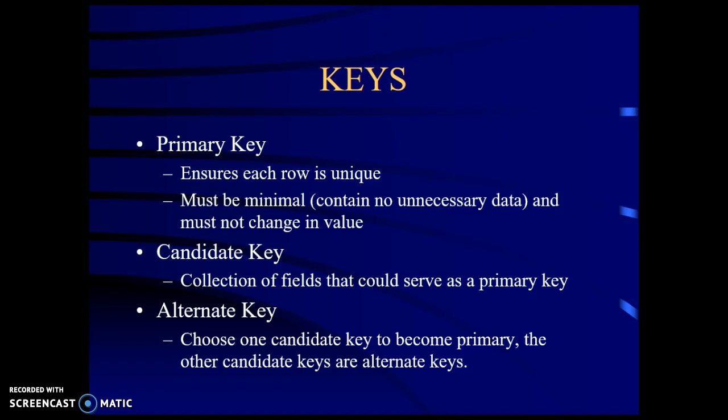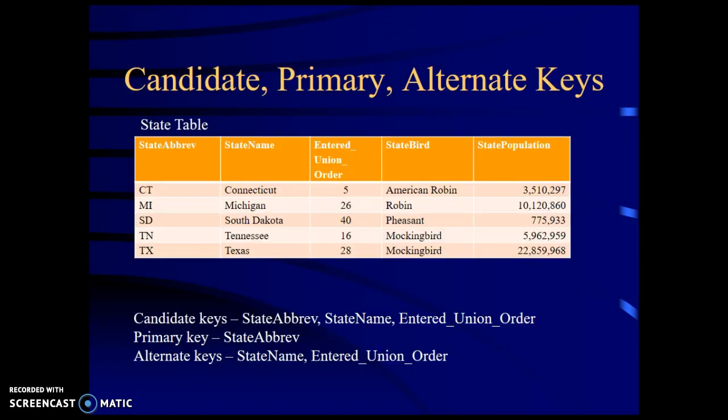So let's take a look at an example. Here I have the state table that has the fields called state abbreviation, state name, the entered union order, state bird, and state population. And I have a little bit of data in this table.